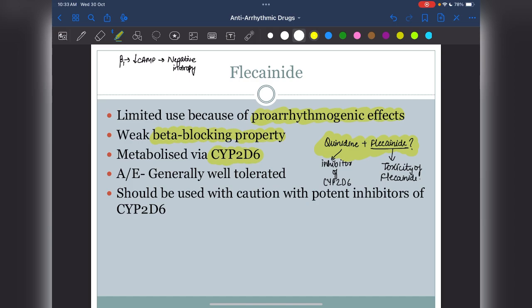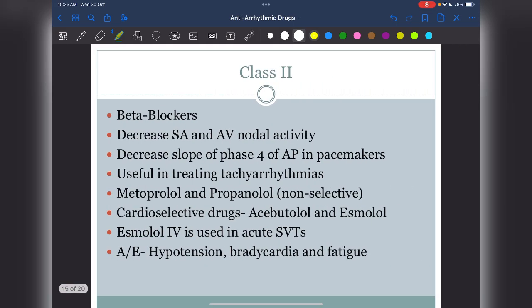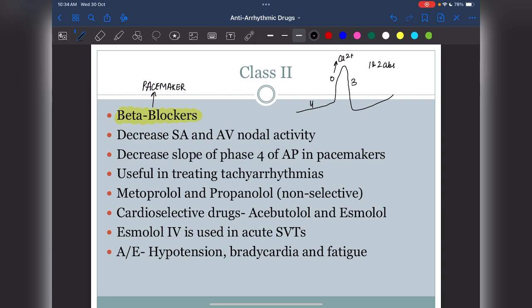Okay, now coming to the next drugs, class 2, that is beta blockers. Beta blockers, what will they do? They will act on pacemaker tissue. Remember the pacemaker tissue diagram? This phase 4 spontaneous depolarization, phase 0 due to calcium currents, phases 3, 1 and 2 are absent. So beta blockers will act on this phase 4.